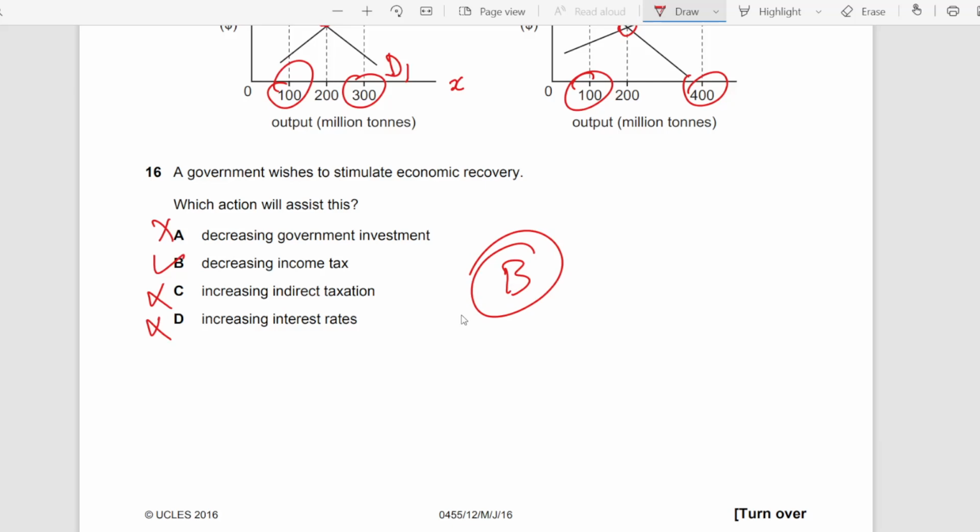If interest rates had decreased, then of course people would have borrowed more, and businesses would have borrowed more to finance their expansion, and consumers would have borrowed more to consume more, of course.